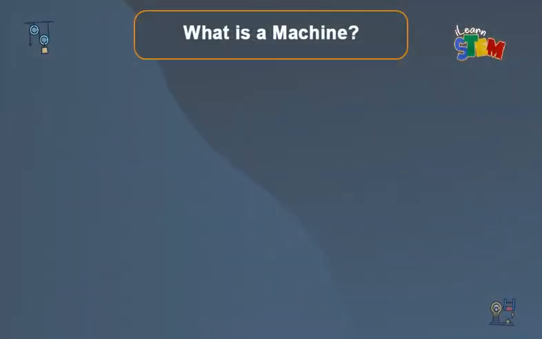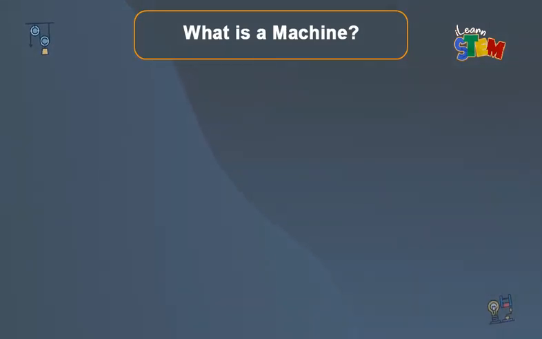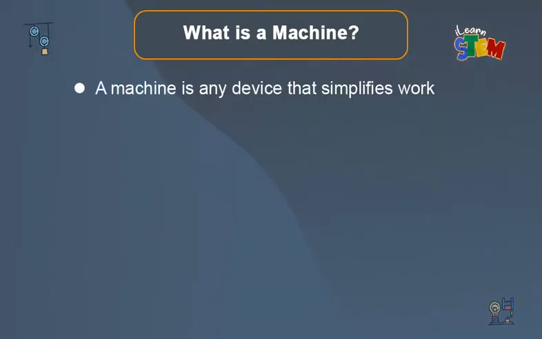Have you ever used a tool that made your work easier? Like opening a bottle or moving something heavy? These are things that machines help us do. With that being said, let's find out what a machine is. A machine is any device that simplifies work. It makes work easier and stress-free.